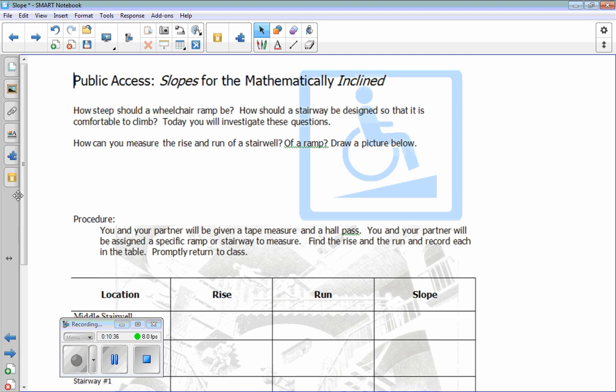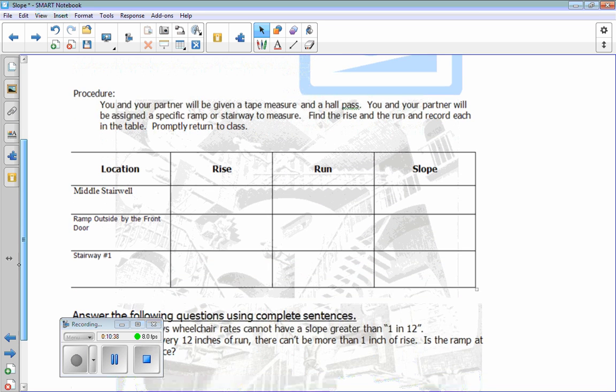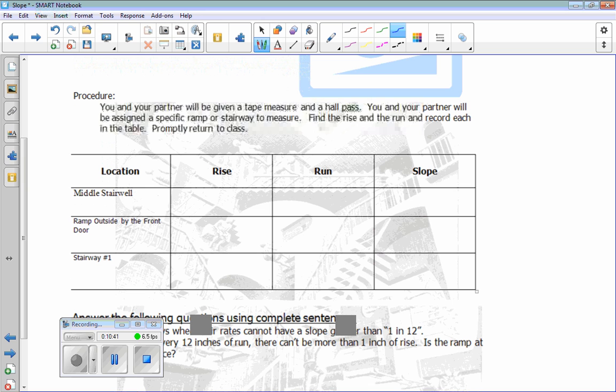Let's go ahead and tell me, and I'm just going to write them in here, what the slopes are for these things. As I come around to your table, let's start with the ramp outside by the front door, the wheelchair ramp. What number did you guys get for your slope? 0.07. For the ramp outside, okay? 0.07. 0.07.